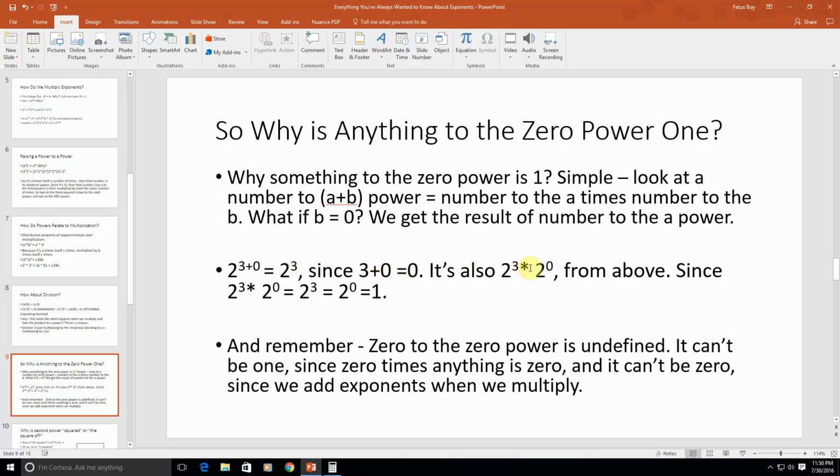It's also 2 to the 3 times 2 to the 0 from above. So since 2 to the 3 times 2 to the 0 equals 2 to the 3, then 2 to the 0 has to be equal to 1, since we know if we multiply it, it has to work out that way, because 3 plus 0 is 3, and 2 cubed times anything that gives you 2 cubed means this thing here has to be equal to 1, because we know that anything times 1 is equal to itself.